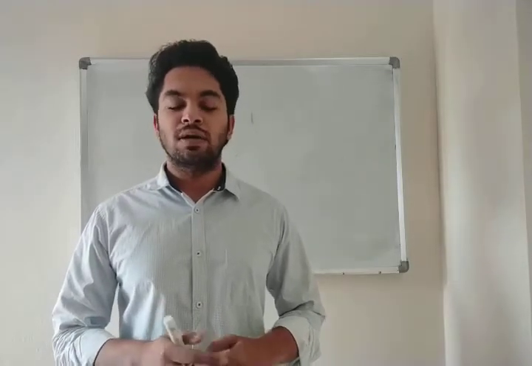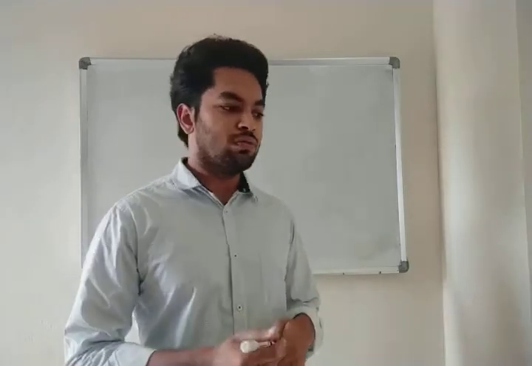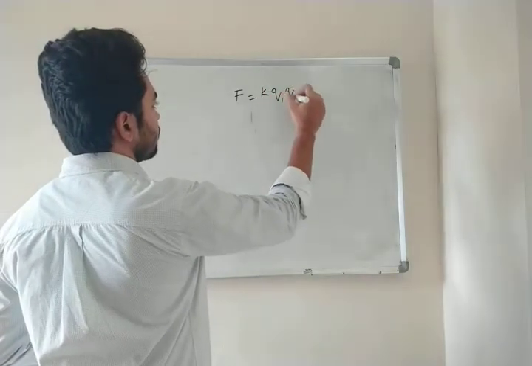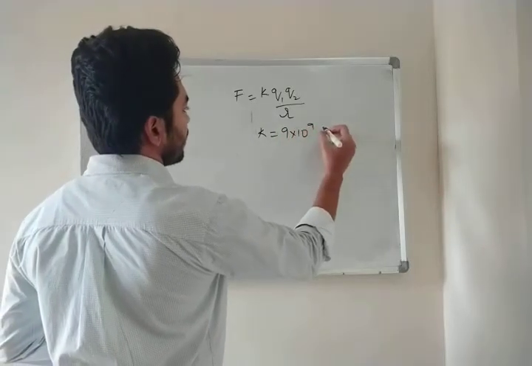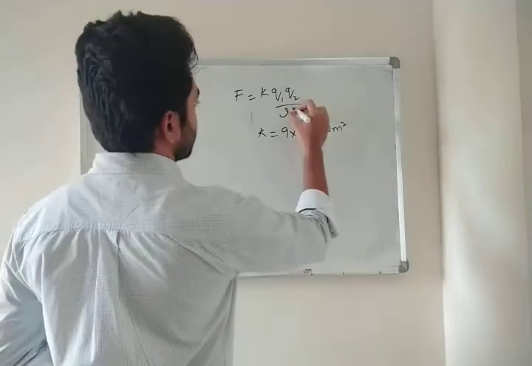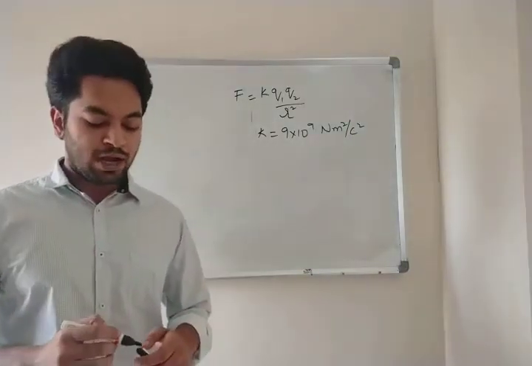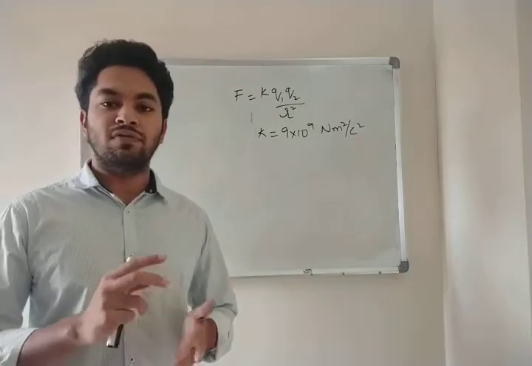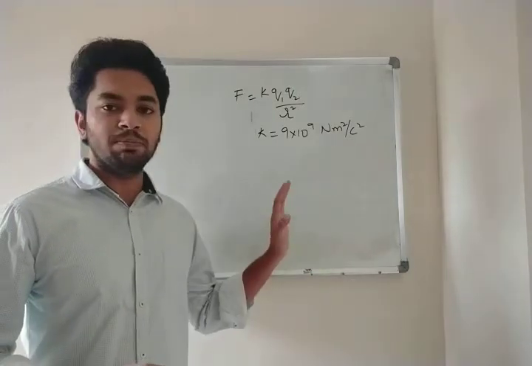Today, in our previous class, we discussed Coulomb's law. What is Coulomb's law? F is equal to K Q1 Q2 by R square. The value of K is 9 into 10 power 9 Newton meter square per Coulomb square. This is the value of K. We have also seen the principle of superposition. Now we are going to solve different types of problems in the principle of superposition in today's class.